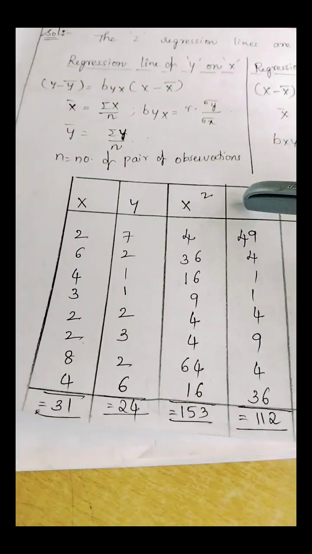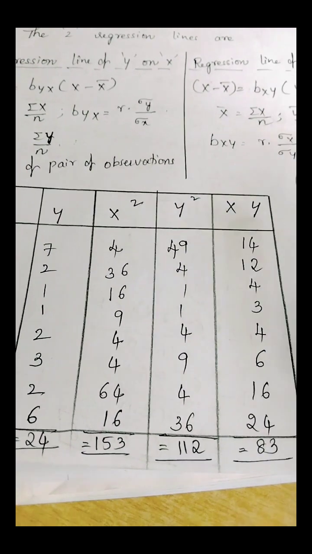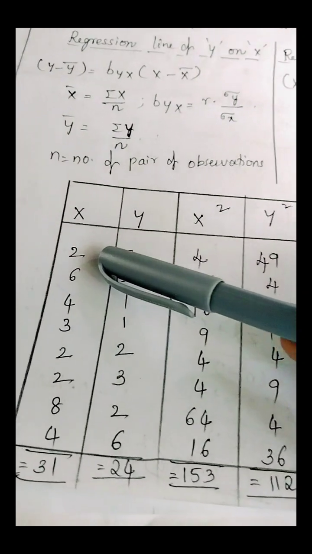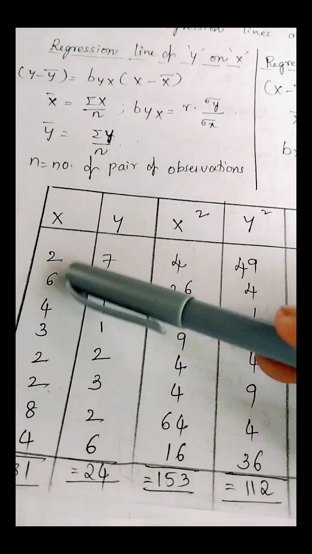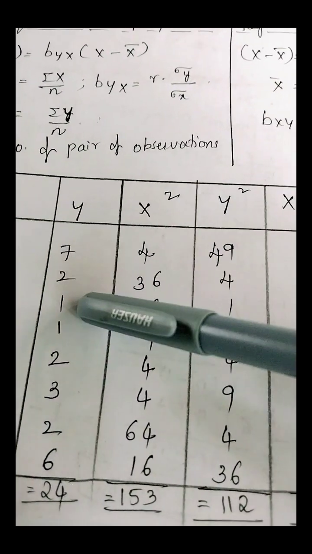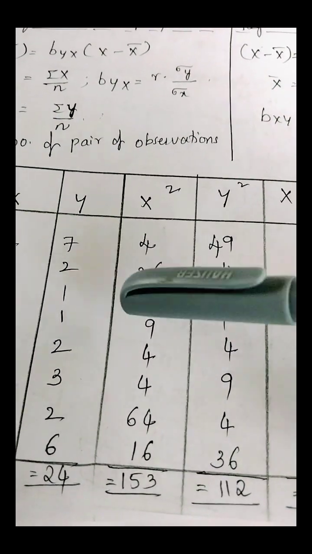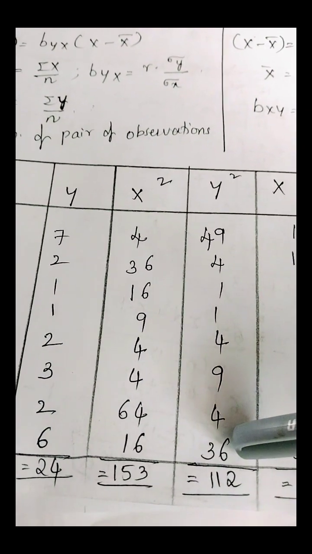Now, for the given data of x and y, we are going to find out x square, y square, and xy. What is meant by x square? The value of x will be squared. 2 square is 4, 6 square is 36, 4 square is 16, 3 square is 9. Like that you are going to find out up to the last value, 4, that is 16. Similarly, we find the value of y square: 7 square is 49, 2 square is 4, 1 is 1, 1 is 1, and 2 is 4, and up to the last, 6 square is 36.